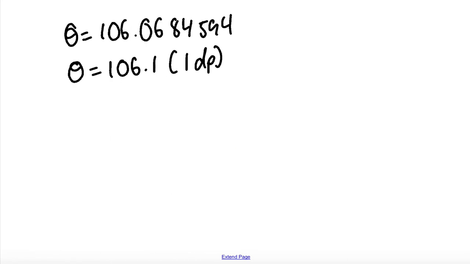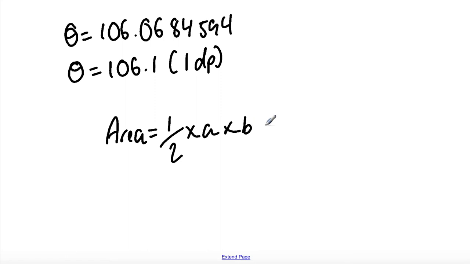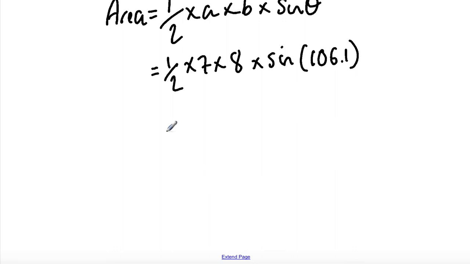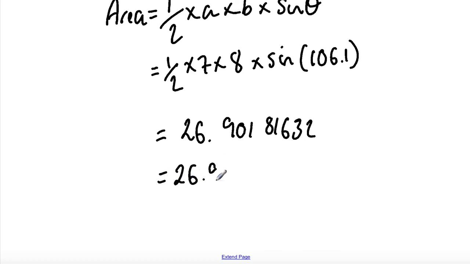To find the area of this non-right angle triangle, we're going to be using this general equation. So area is equal to 1/2 times a times b times sine theta. Now we know what the value of a, b and theta is. So all I'm going to do is substitute into this equation to work out the area. So 1/2 times 7 times 8 times sine 106.1, close brackets. Therefore, the area is equal to 26.90181632. I'm going to round this to one decimal place, so 26.9, open brackets, 1 dp.